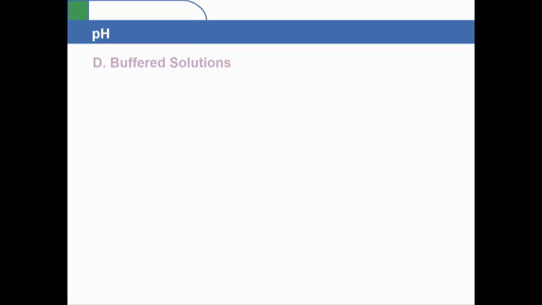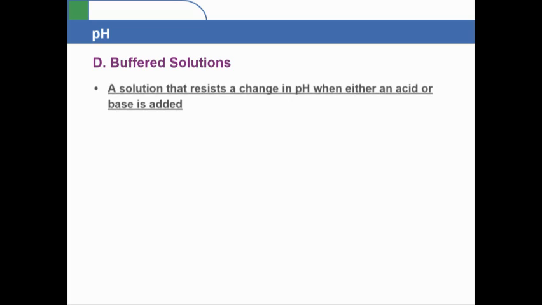Now, the last thing I want to talk to you about is a concept known as a buffered solution. This gets a little bit complicated here. But a buffered solution is simply a solution that resists a change in pH when either an acid or a base is added. So if you have this buffered solution, you add some acid, but the pH doesn't change, it stays the same.